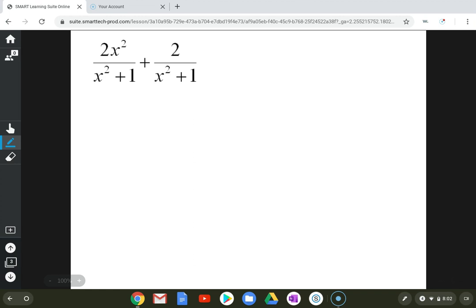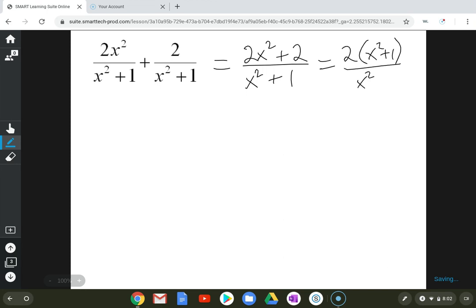In this first example, we already have an LCD. When you have the same denominator in both terms, you just bring it along and combine the top. These are not like terms, so they just have to stay separated: 2x squared plus 2. Now, if you want, you could factor a 2 out. One of the things that we'll focus on today is that after you've combined your fractions, you really should take a look and see if you can simplify. For this problem, you actually can cancel the x squared plus 1's, and you're left with just the number 2, which is kind of cool.